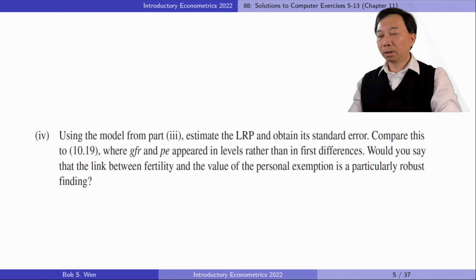In part 4, using the model from part 3, estimate the long-run propensity and obtain its standard error. Compare this to 10.19, where the fertility rate and personal exemption appeared in levels rather than in first differences. Would you say that the link between fertility and the value of the personal exemption is a particularly robust finding?